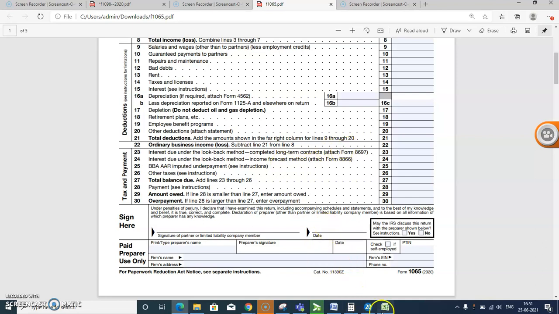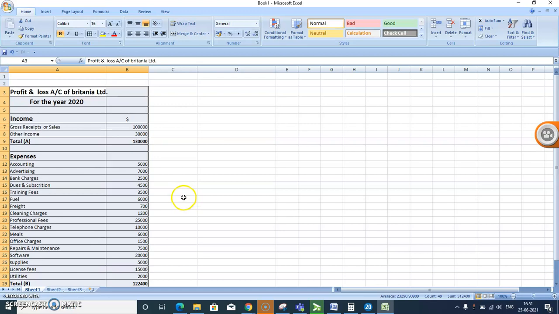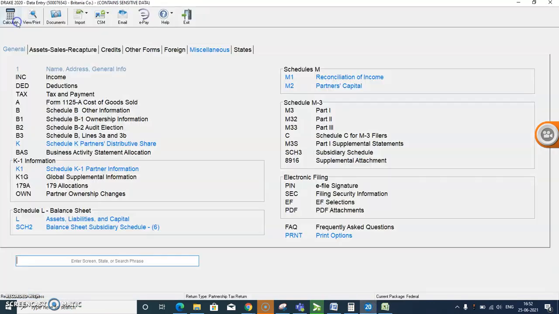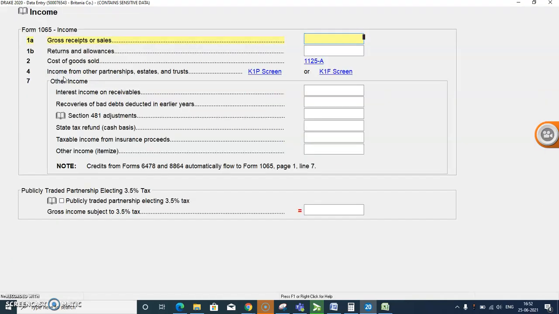So guys, I have an Excel which shows the profit and loss account details, income and expenses of a partnership. So we will report the exact amounts in our software Drake so that you have a better idea how to report it. So this is our software Drake and we are going to report the entire Excel for profit and loss account statement.